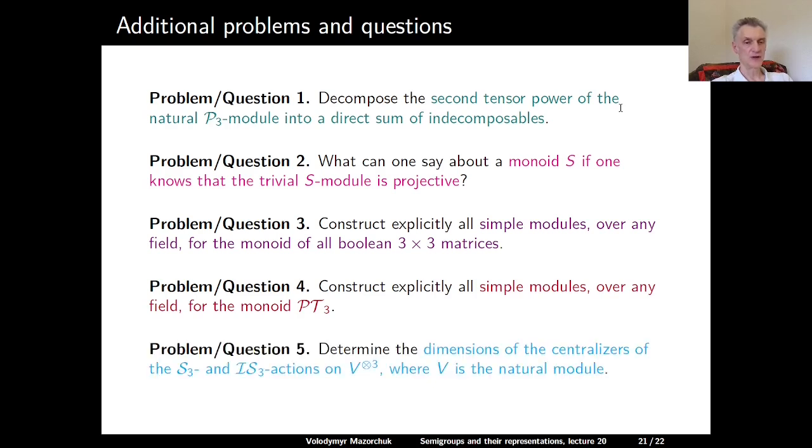And problem question 5. Determine the dimensions of the centralizers of the S3 and IS3 actions on V to the tensor power 3, where V is the natural module.